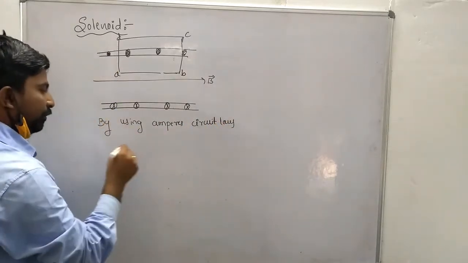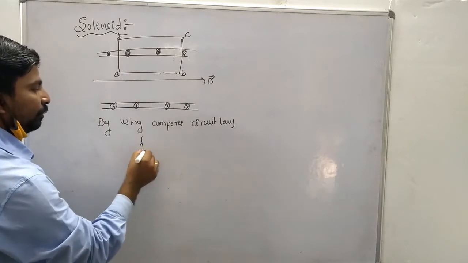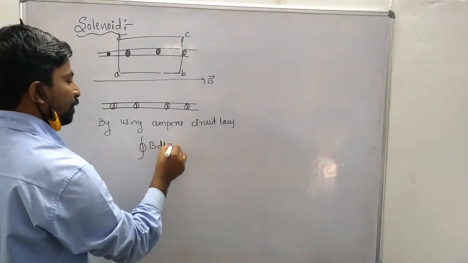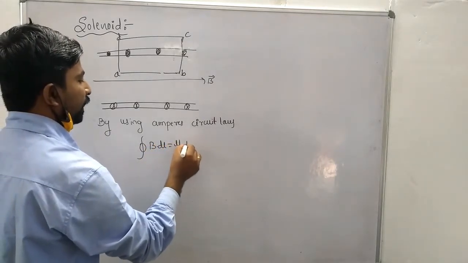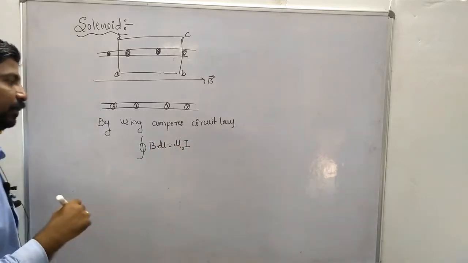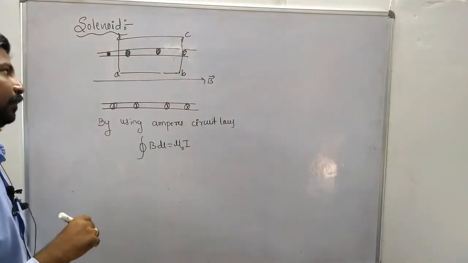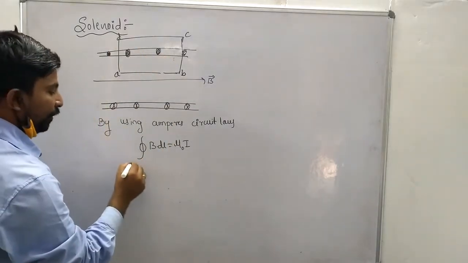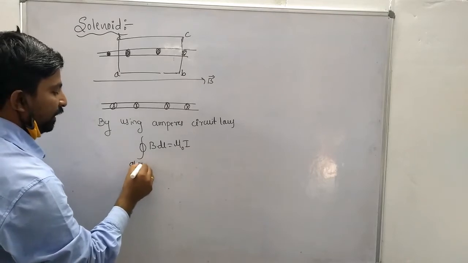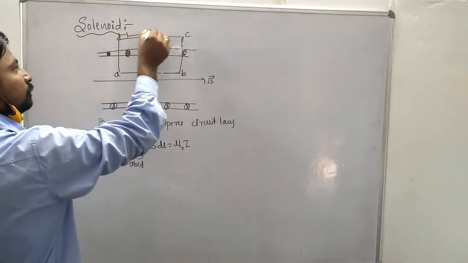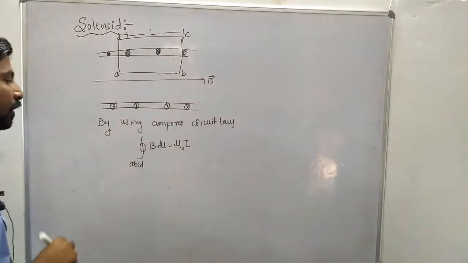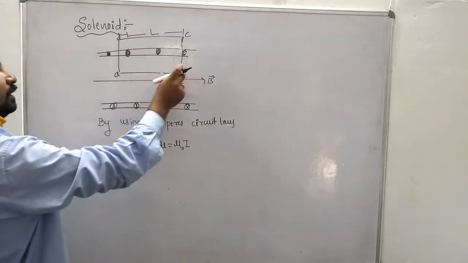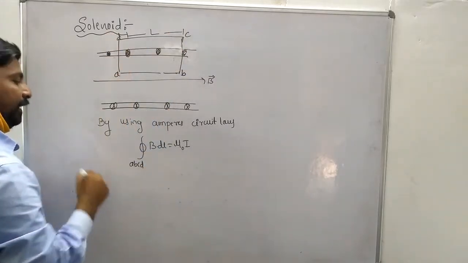Already you know Ampere's circuit law: the line integral of magnetic field around any closed loop must be equal to mu naught times the net current passing through that loop. That is the statement of Ampere's circuit law. Now we consider the rectangular Amperian loop A, B, C, D. So we can write each side: AB, BC, CD and DA.